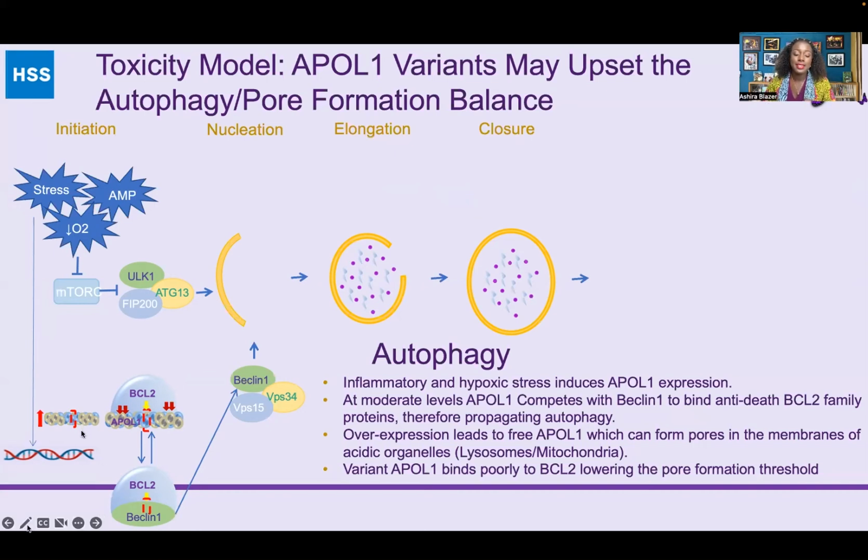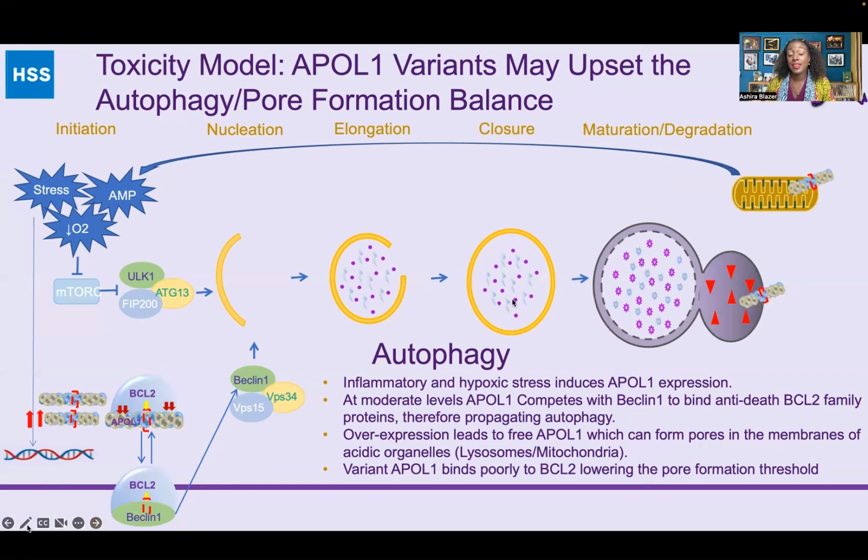Now, one thing that happens is that BH3 only proteins, of which APOL1 is one, start to become expressed. And so these proteins like APOL1 can compete for the binding of anti-death BCL2 family proteins. And when bound, you competitively knock off Beclin-1, which participates in propagation of the autophagosome. Now, the end step of autophagy is autophagic flux, where these autophagosomes are delivered to the lysosome and the contents are degraded. Imagine if you have variant APOL1 that's not so easily bound by these BCL2 family proteins.